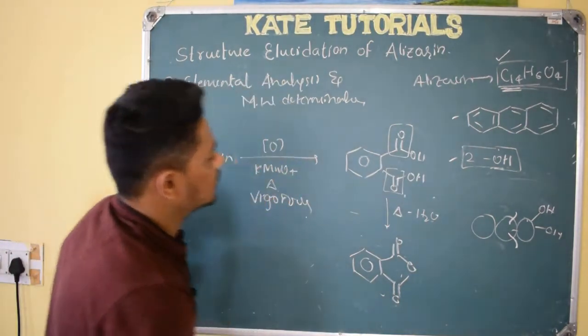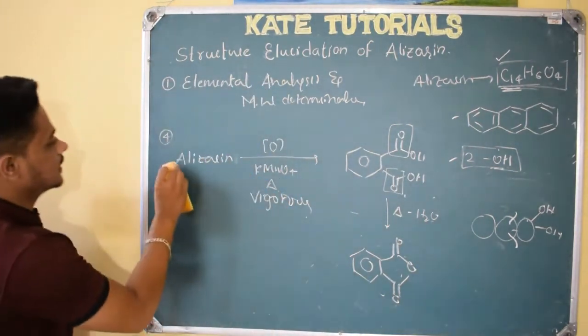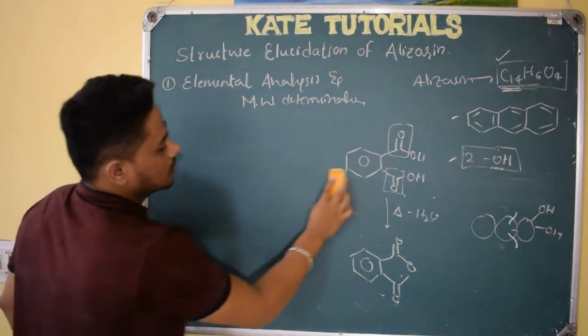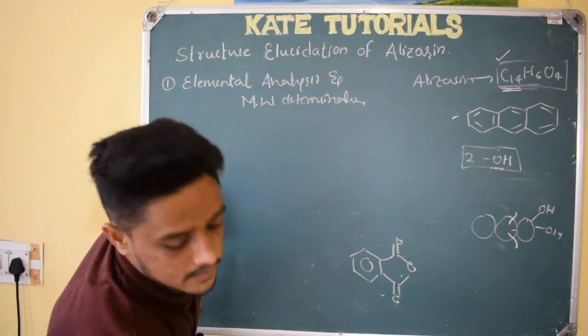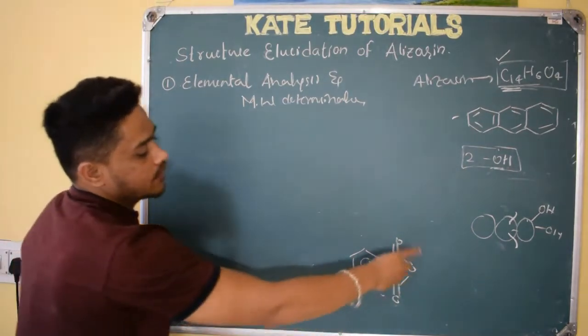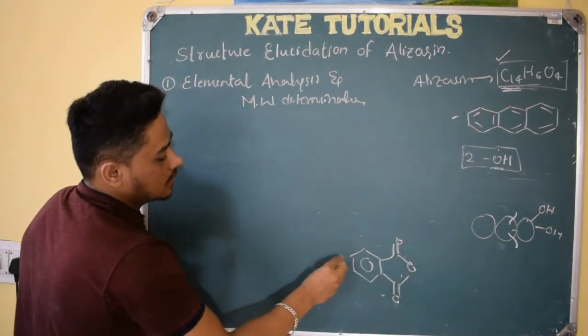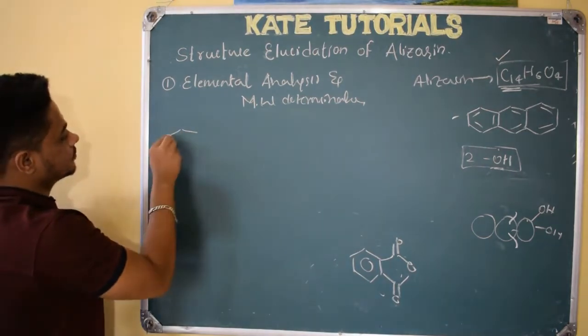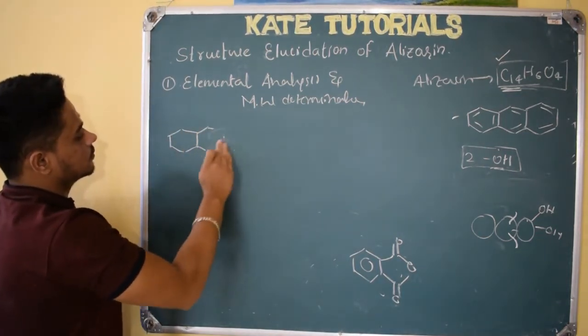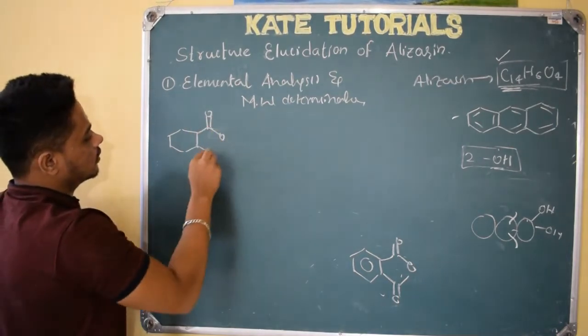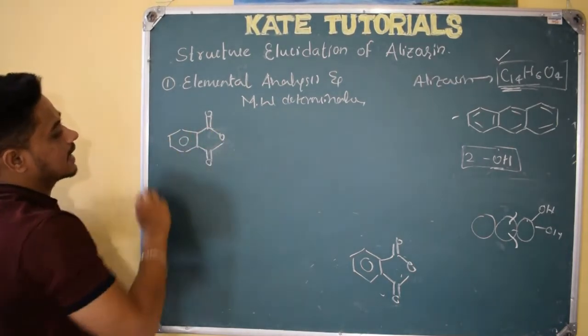So what the scientists did next, see here, is they took this phthalic anhydride. From phthalic acid, when we heat it, we will get this phthalic anhydride, right? So let me write here only. So this is my COO, CO. So this is my phthalic anhydride.